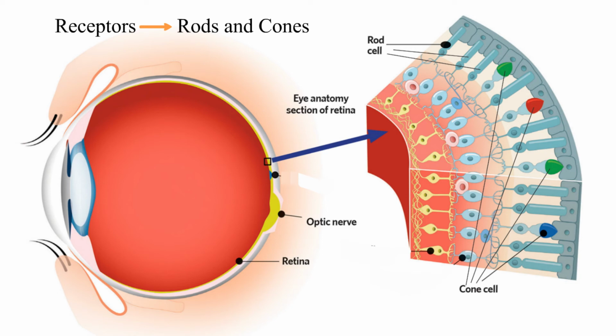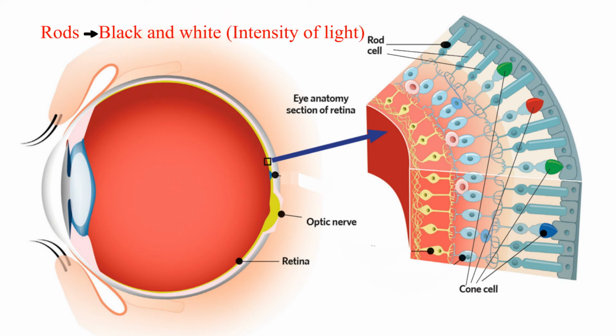Rods provide vision during dim light or night, whereas cones provide vision during daytime or at bright light. We see objects in dim light, but we cannot identify its color because at that time the cones are absent. Rods do not support the color vision, but cones are capable of color vision. The number of rods are about 120 million and cones are 5 million.